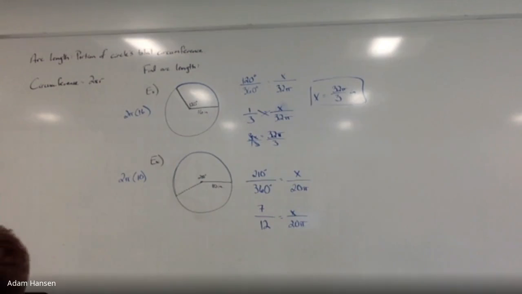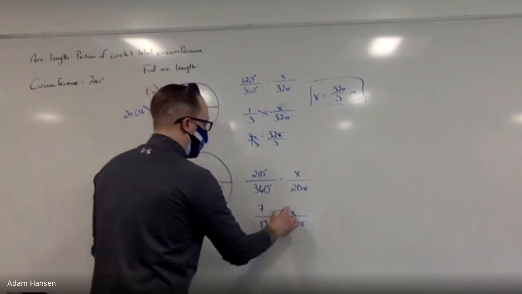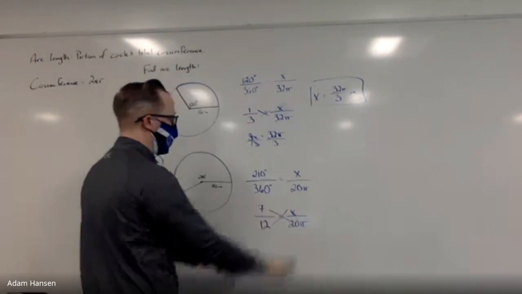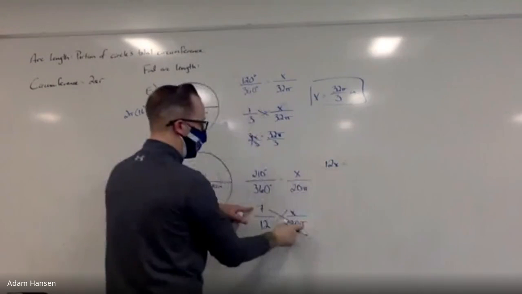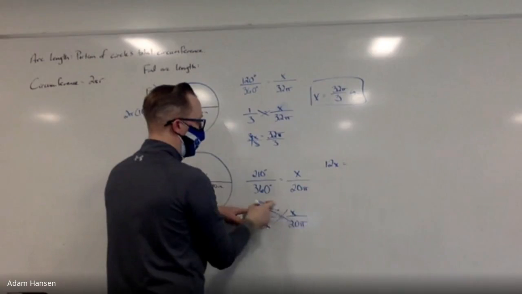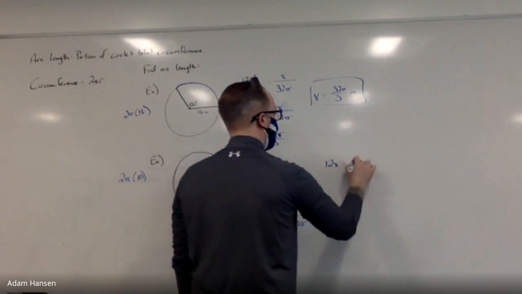You don't want to do that? That's fine. I just think it's easier to cross multiply with smaller numbers. So I take a second, reduce 210 over 360 first. Now we're just going to cross multiply. 12 times x, 7 times 20 pi. 7 times 20 is 140.